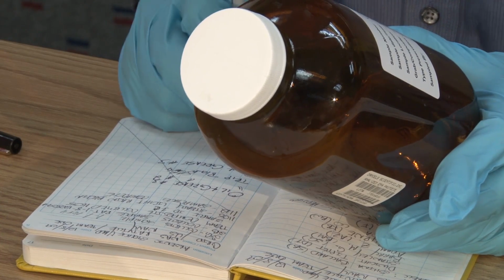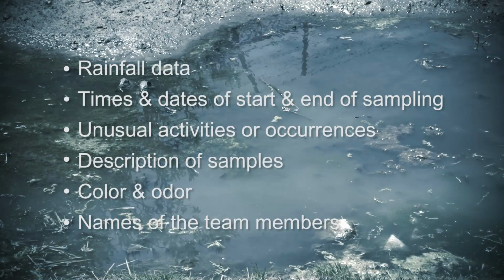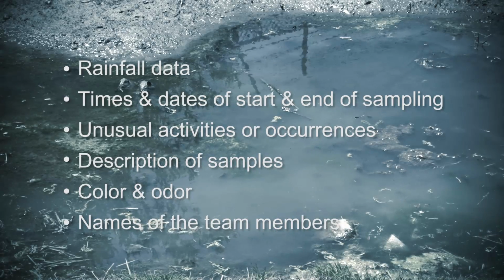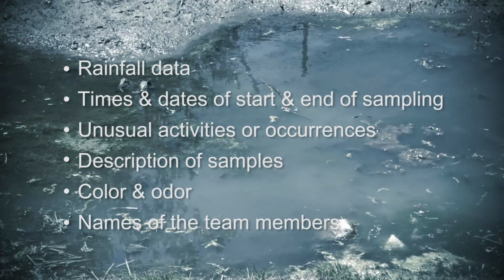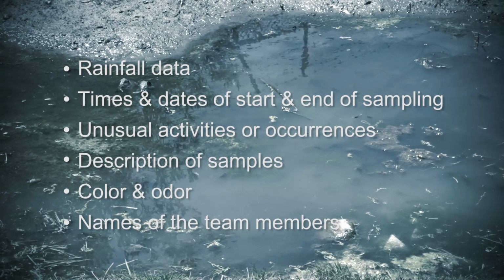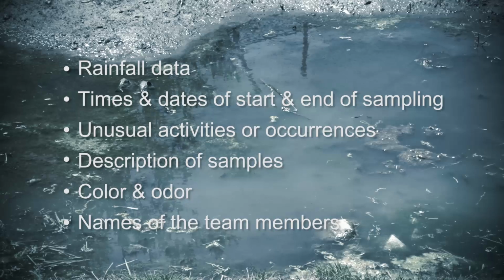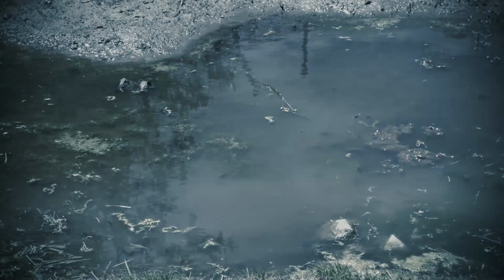Record site information and notes in the log. At a minimum, notes should include rainfall data, times and dates of the start and end of sampling, unusual activities or occurrences, description of the samples such as sheen on the surface, color and odor, and the names of the team members. At each sampling point, collect the required amount of sample plus the needed rainfall data.